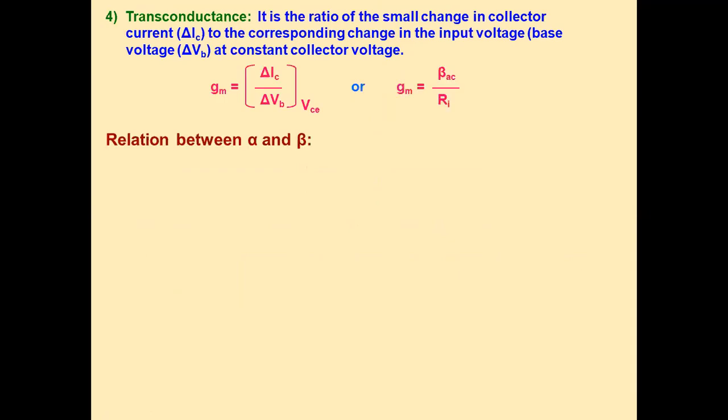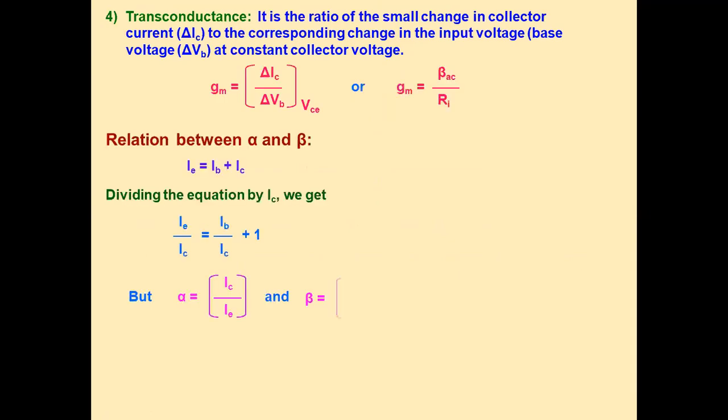Then we'll see the relation between the two current gain factors, that is alpha and beta. Alpha is the ratio of IC upon IE, that is for common base configuration, and beta means IC upon IB. Alpha is IC upon IE and beta means IC upon IB. These are the two current gain factors.